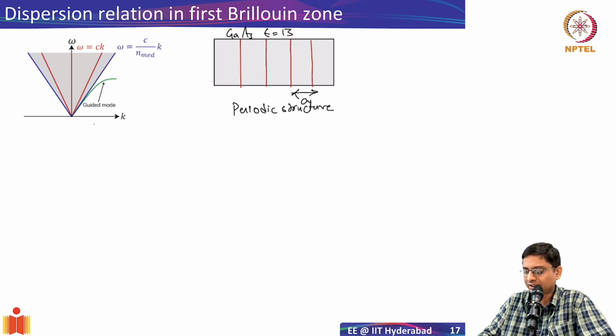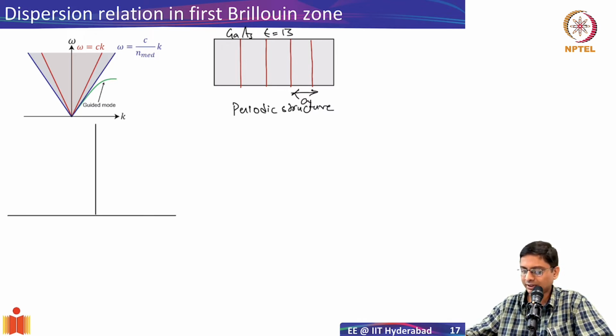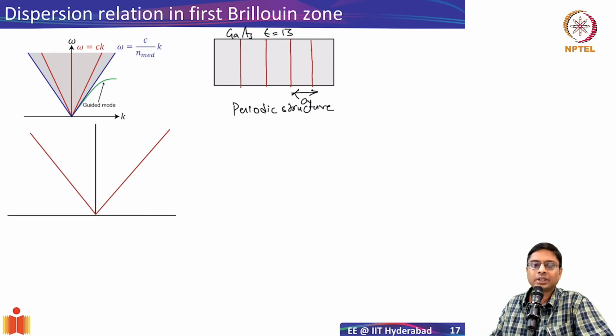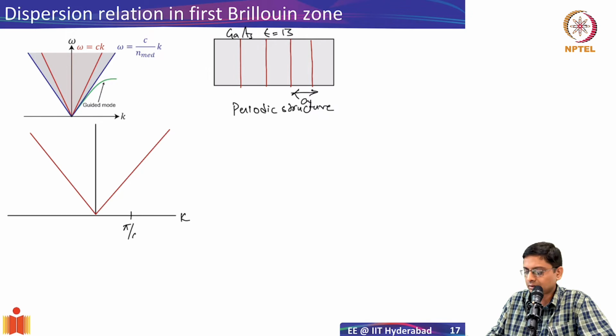So let's redraw this dispersion relation in a slightly different form. Well, the same form, but that will help us to take the concept forward. So now I have, let's say, omega versus k. This is a straight line like this. And then correspondingly, there's another straight line. Right? So now we want to understand what happens at k equal to, let's say, pi by a. Okay, I want to understand what happens.